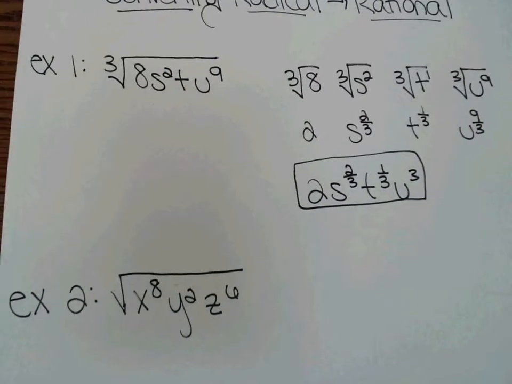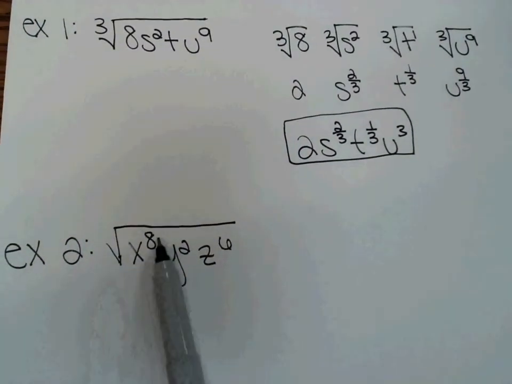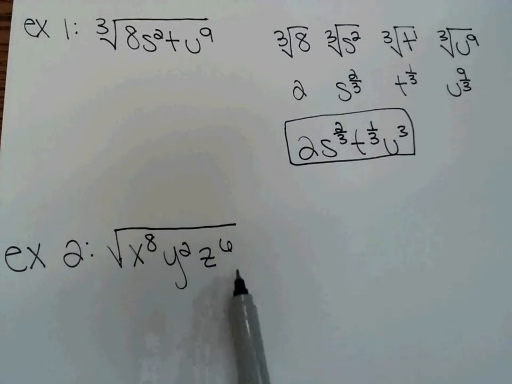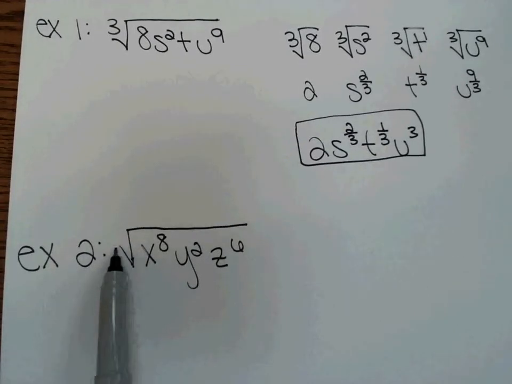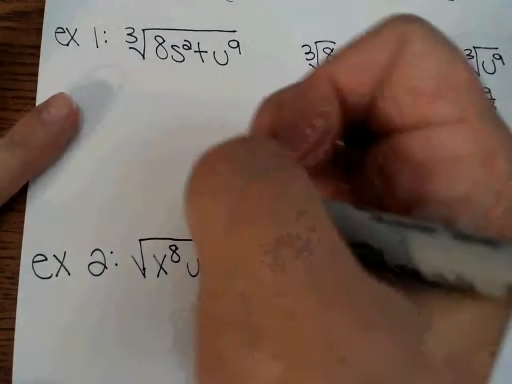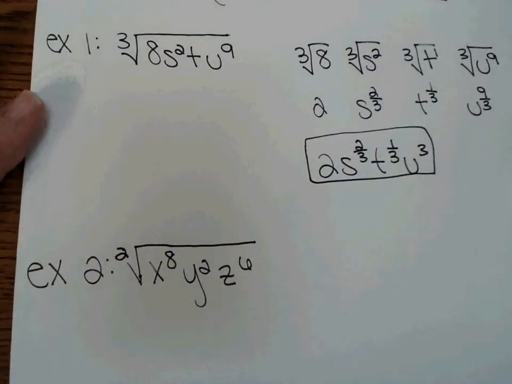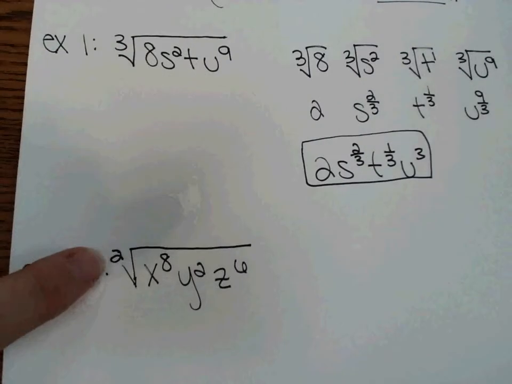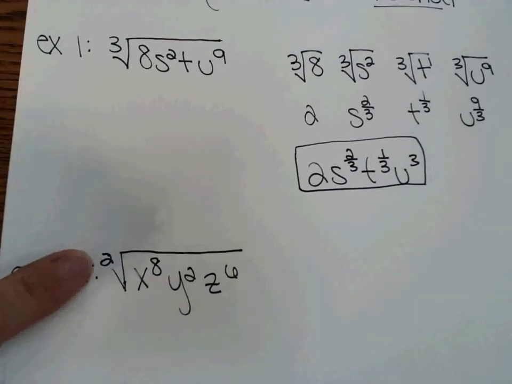Alright, let's try another example. In this case, it says the square root of x to the 8th, y to the 2nd, z to the 6th. In this case, it doesn't say what root it is, but when you see just the root symbol, it's implied it's the second root, or square root. So if you don't see a number, you can go ahead and pencil in a 2 out there.